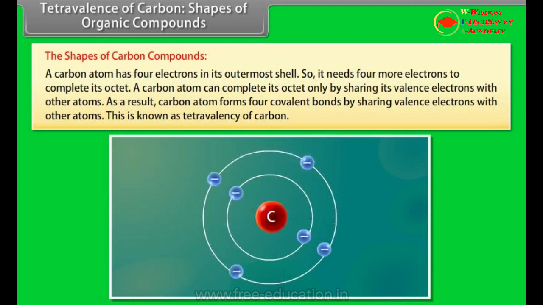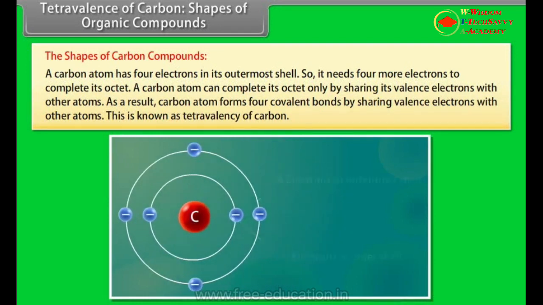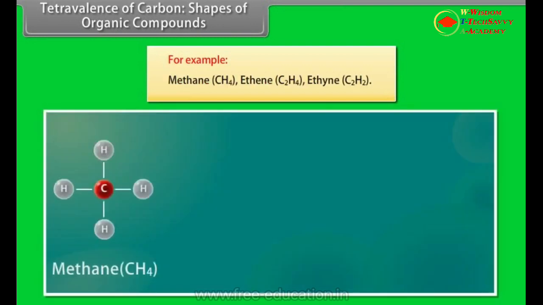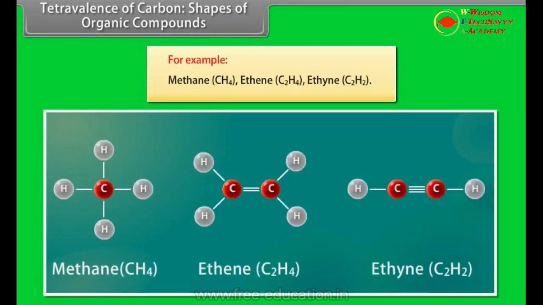A carbon atom has 4 electrons in its outermost shell. So, it needs 4 more electrons to complete its octet. A carbon atom can complete its octet only by sharing its valence electrons with other atoms. As a result, carbon atom forms 4 covalent bonds by sharing valence electrons with other atoms. This is known as tetravalency of carbon. For example, methane, ethene, ethyne.